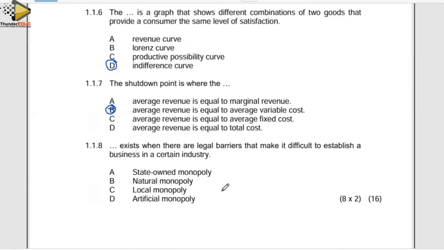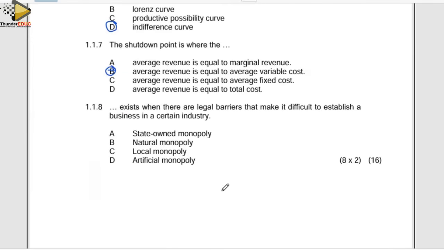Right, we look at the next question, number 118. It says, dash exists when there are legal barriers that make it difficult to establish a business in a certain industry. We are looking at legal barriers here. For example, we have a patent right that gives us an artificial monopoly. A state-owned monopoly means the business is owned by the state and is protected. For example, strategic key sectors of the economy must be controlled by the state, and they cannot allow private enterprises to take charge of a critical resource for the nation.